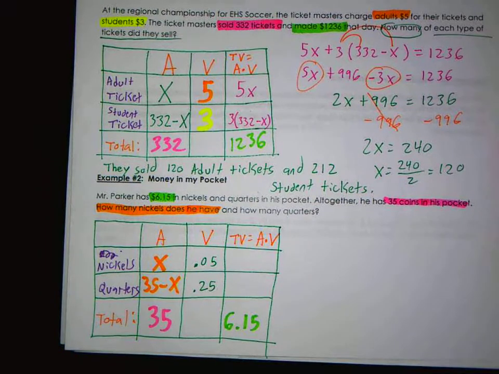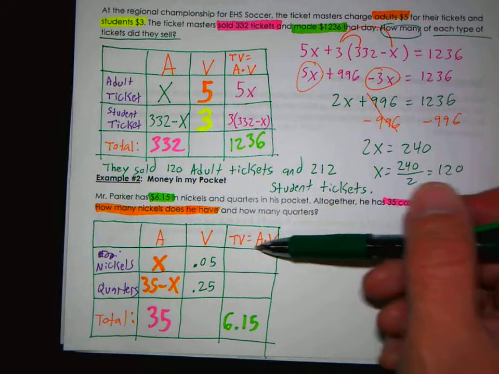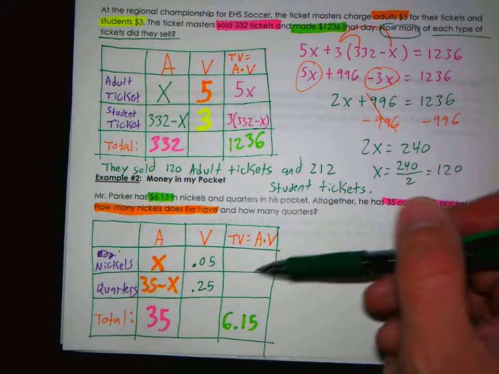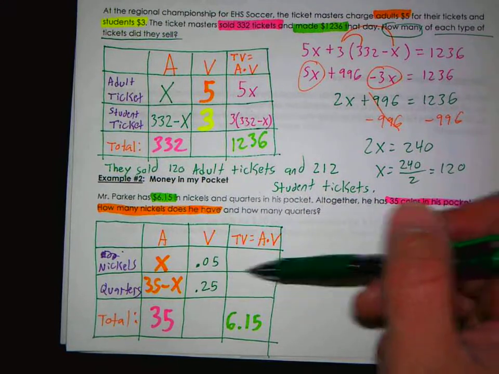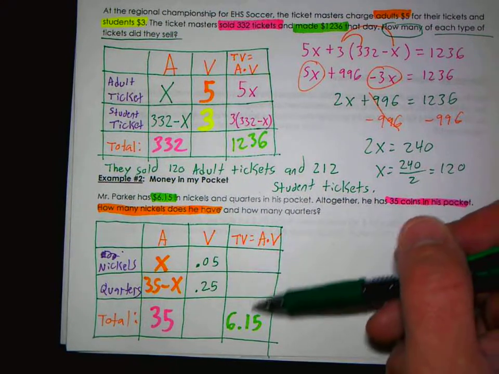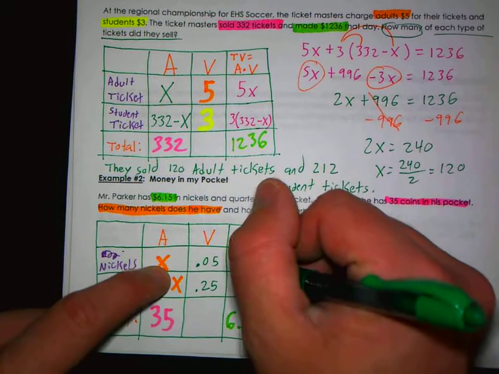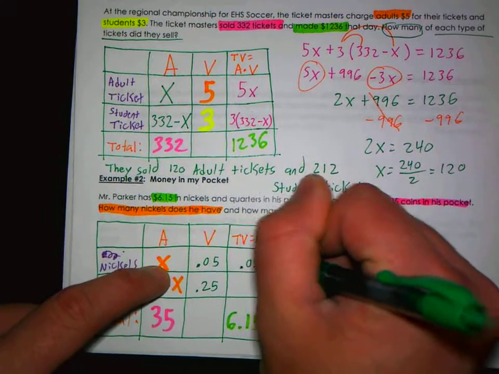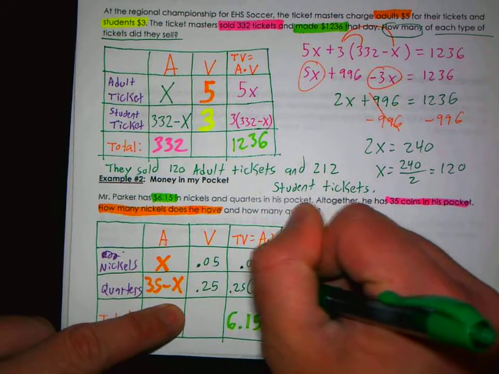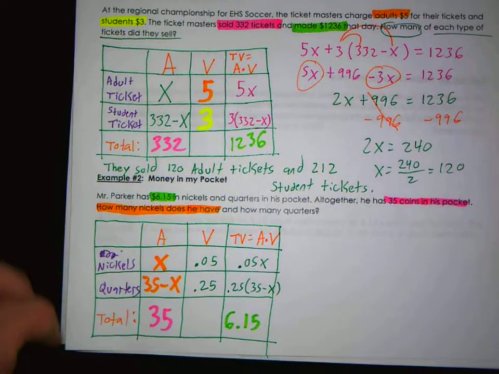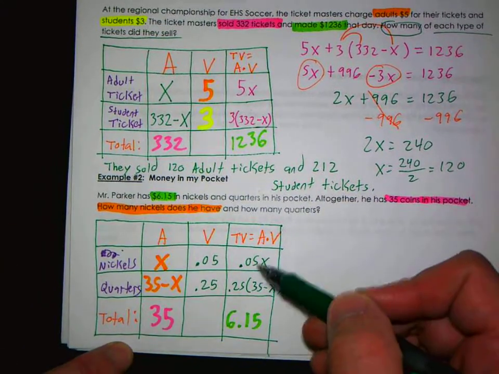So what I'm going to do, I know he has $6.15. If I take 0.05 times x, that's how much money he has worth of nickels. If I take this times that, that's how much money he has total in quarters. Add those two values and it should add up to 6.15. So I do 0.05 times x, and then 0.25 times 35 minus x. Total value would be this plus this.